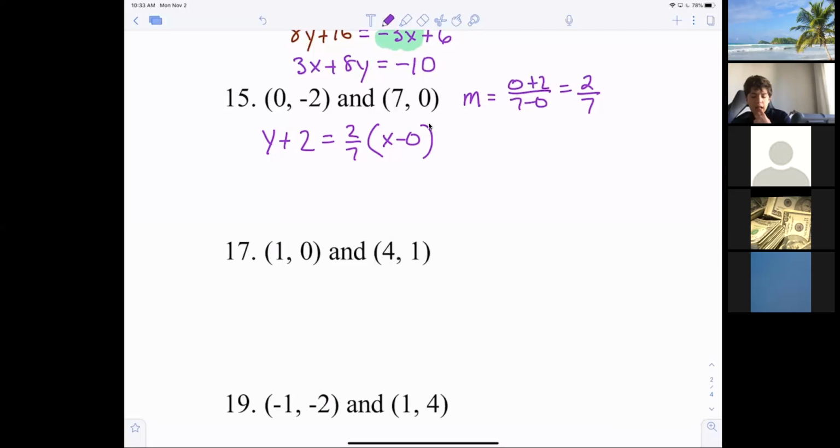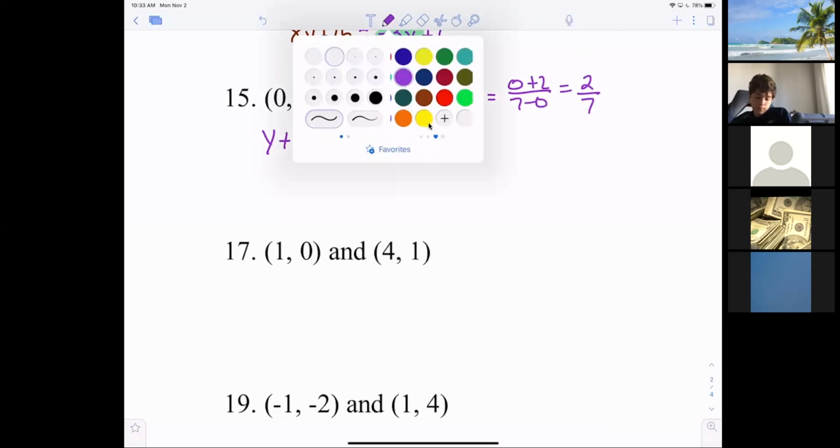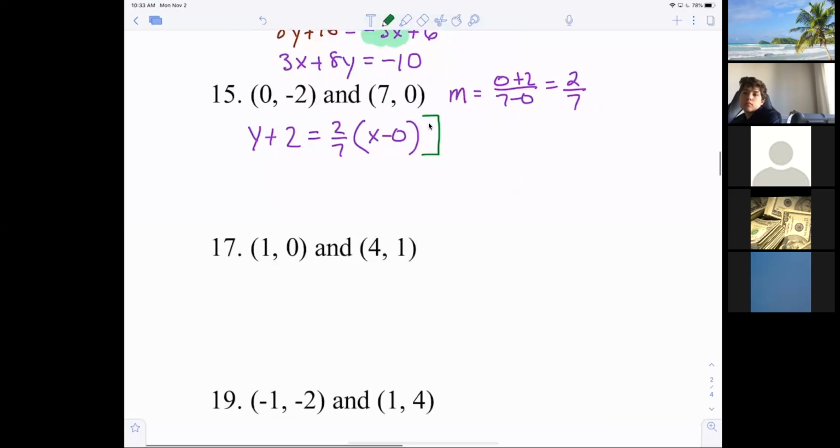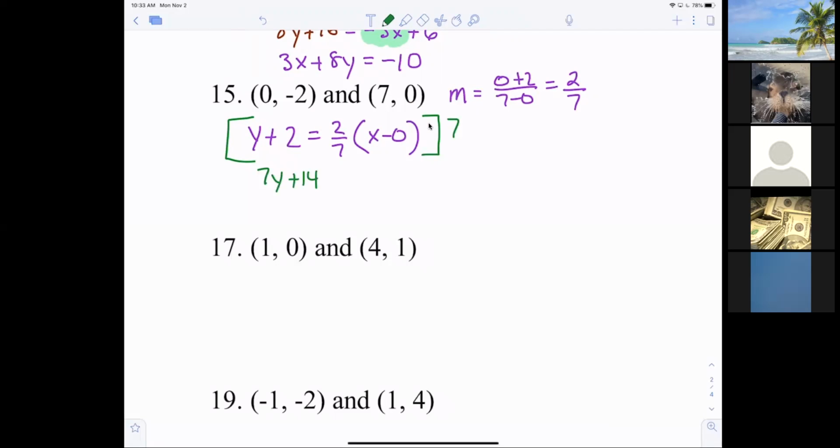We're converting to standard form. So I need to multiply everything through by what? Let's multiply everything through by 7. So on the left side it becomes 7y plus 14. What happens to the times 7 divided by 7? They cancel. So all I'm doing is distributing it. 2 times x is 2x. That's it. Not difficult.